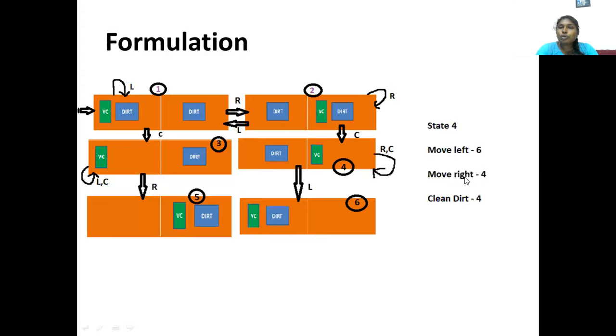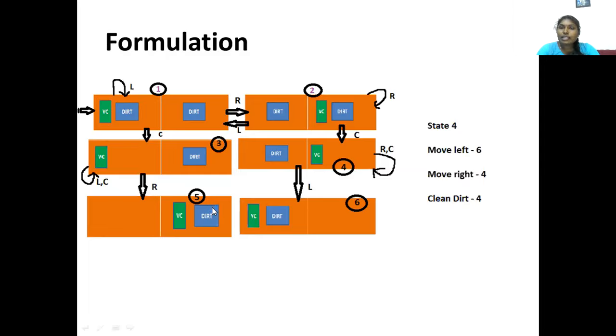And when it wants to move right, in state 4, the vacuum cleaner is already in the right position. So it will stay in the same state. And similarly, when it wants to clean the dirt, this room is already clean. So again, it represents a self loop condition. Okay, so now we saw the transitions for states 1, 2, 3, 4.